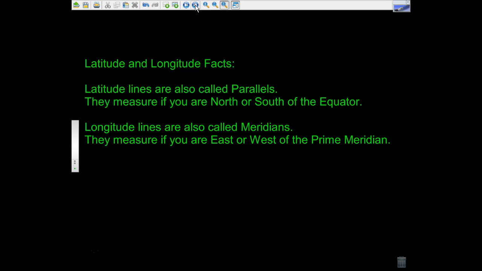The highest latitude is 90 degrees north or 90 degrees south. The highest longitude is 180 degrees. It's neither east nor west. It's actually the international date line.